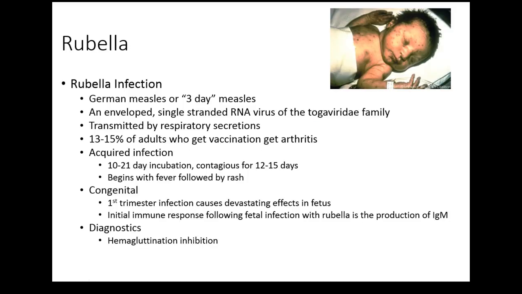Rubella infection, also known as the German measles or the 3-day measles, is an RNA virus that can cause very detrimental things to a fetus. So if a mother is not vaccinated, they can acquire this type of infection, and it would be devastating, as you can see by the picture above.